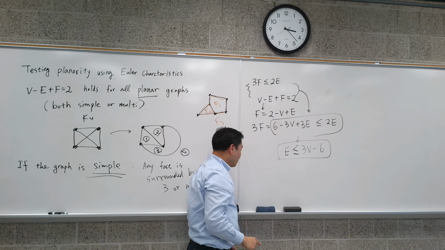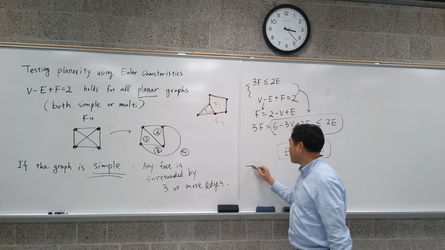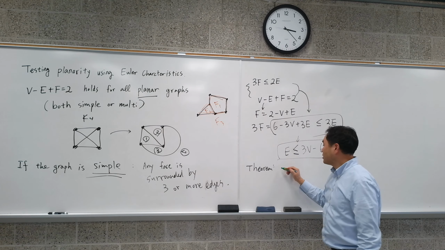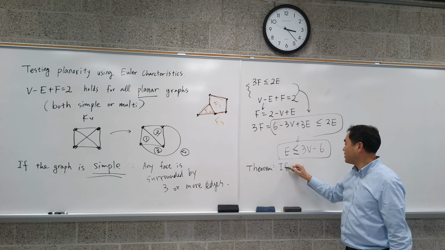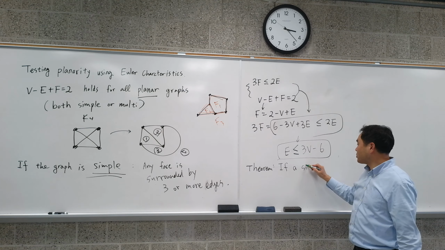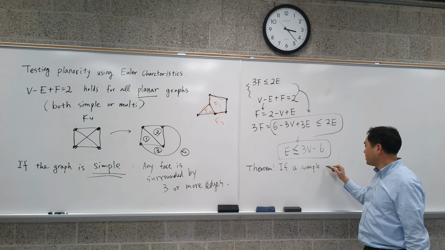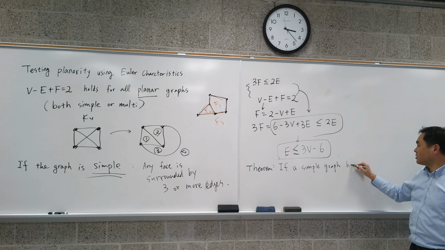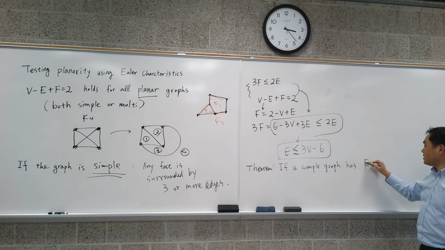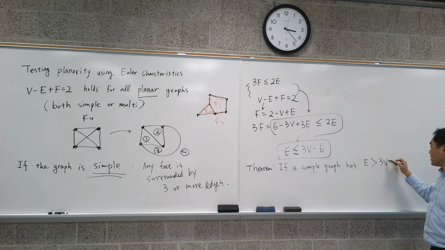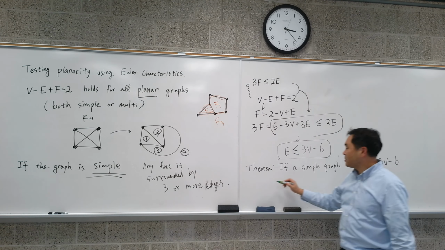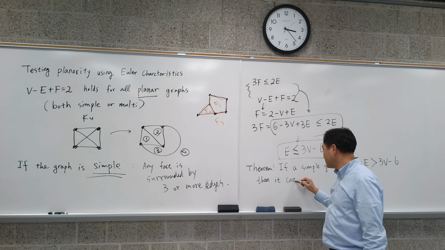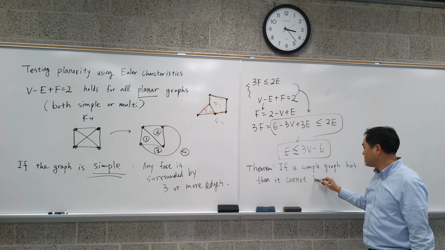Okay, so here's a nice argument. Theorem: if a simple graph has E greater than 3v minus 6, then it cannot be planar.